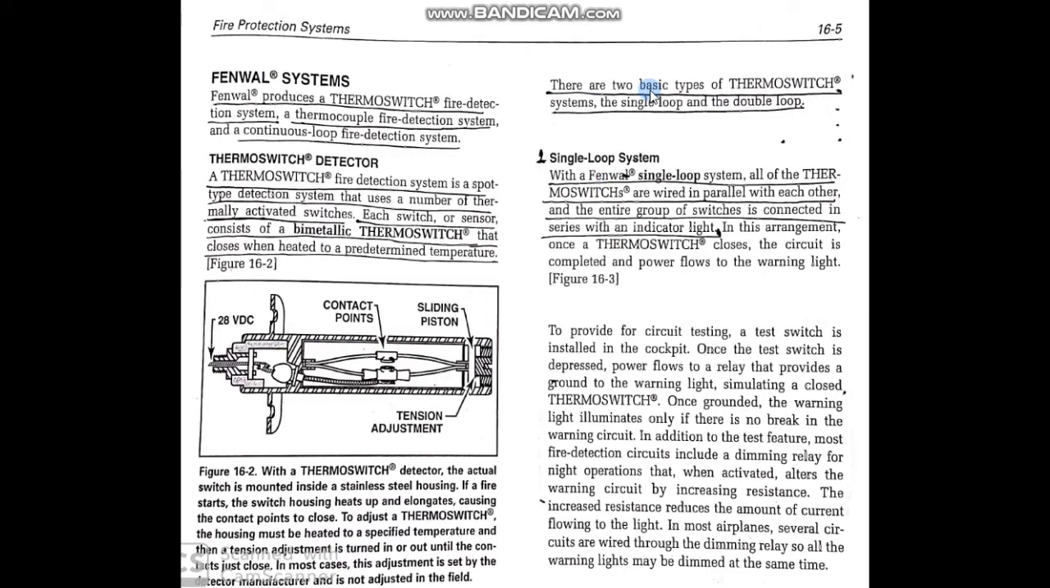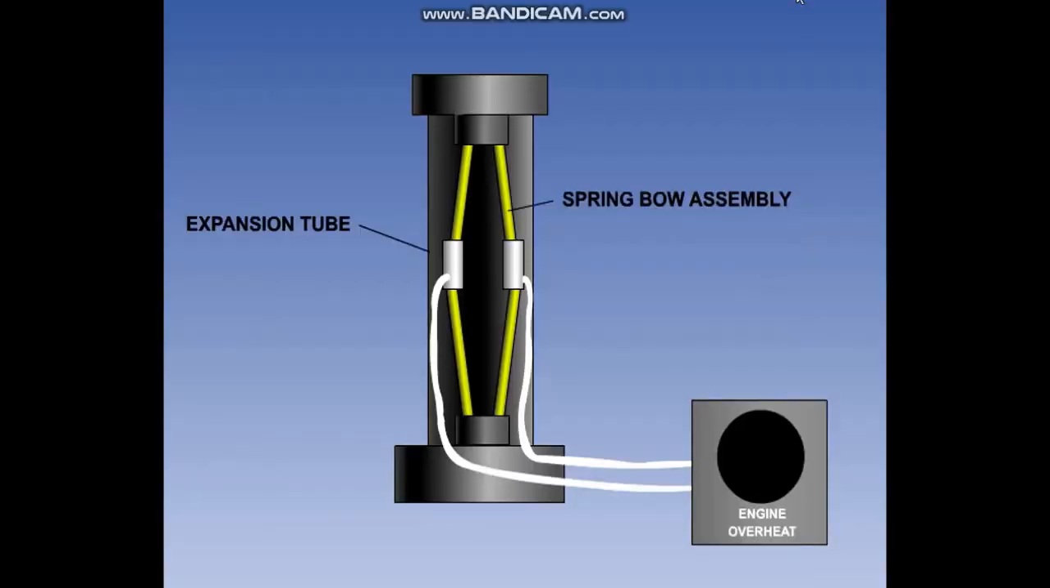There are two basic types of thermoswitch systems: the single loop and the double loop. As we see here, we have a thermoswitch detector. This thermoswitch detector consists of an expansion tube made of stainless steel, a spring bow, and the contact point. The contact point is connected to the alarm in the cockpit.